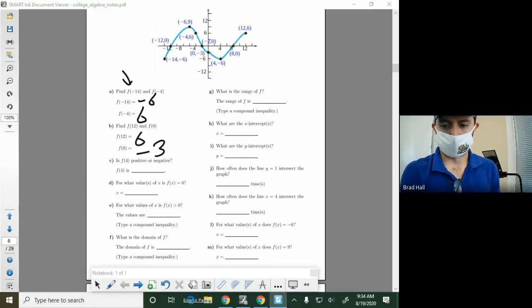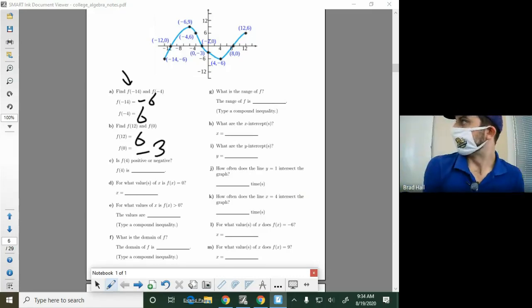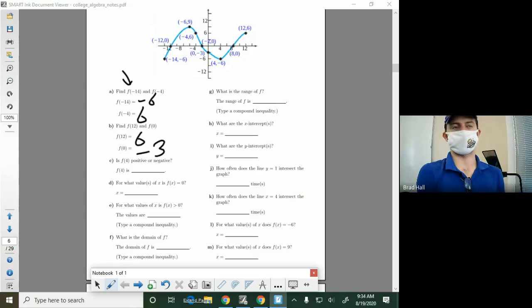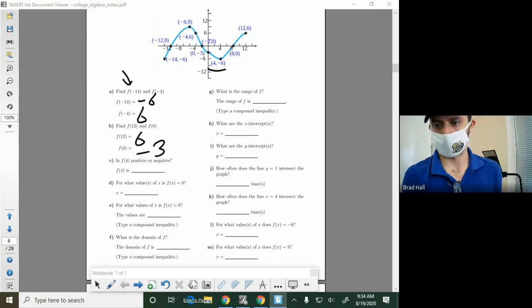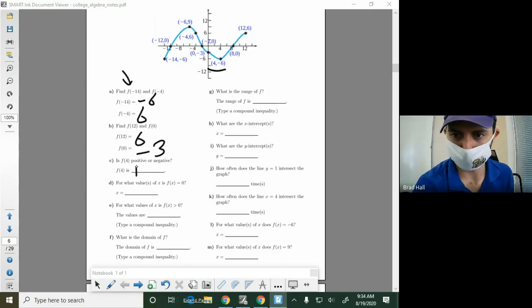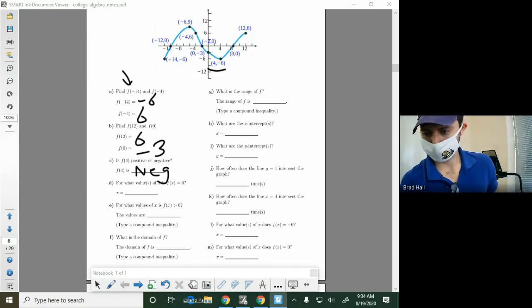So let's move on. Part C. It's asking if f of 4 is positive or negative. So f of 4 means, well, if 4 is x, then what is y? When 4 is x, we get negative 6. Is negative 6 positive or negative? Obviously, it's negative. So it's negative.